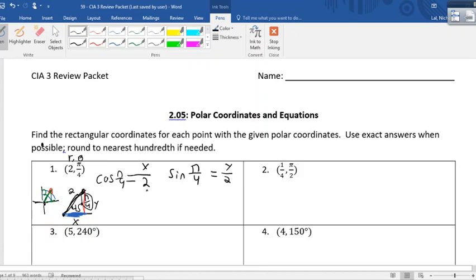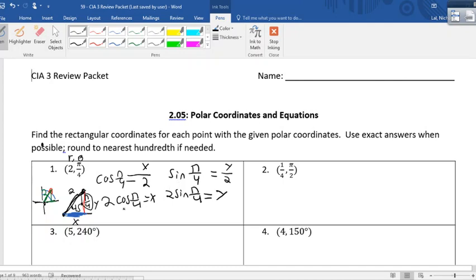So we can adjust it to solve for our x and y coordinates. x is going to be equal to 2 times the cosine of pi over 4, and y is going to be equal to 2 times the sine of pi over 4. All right?